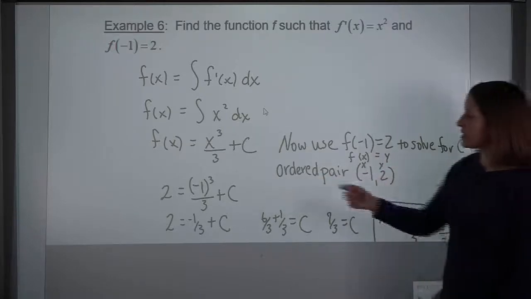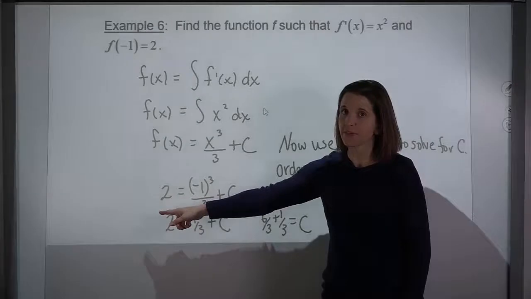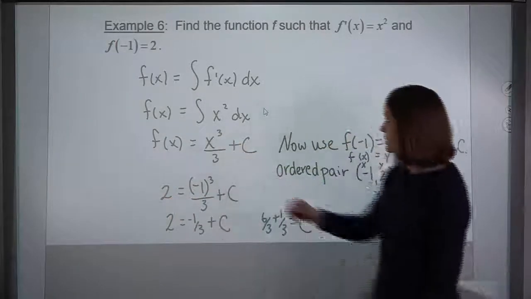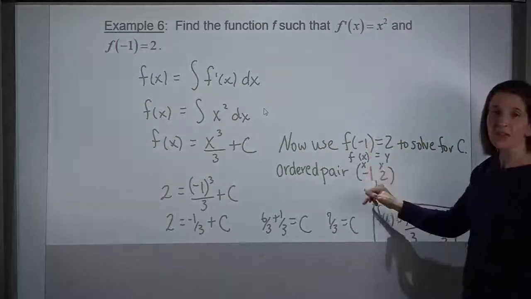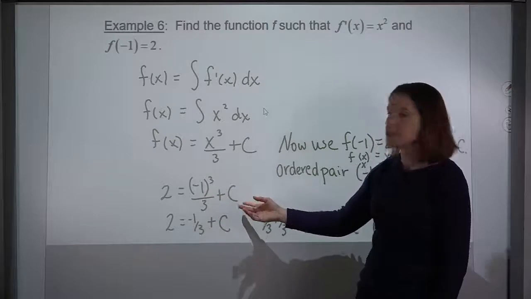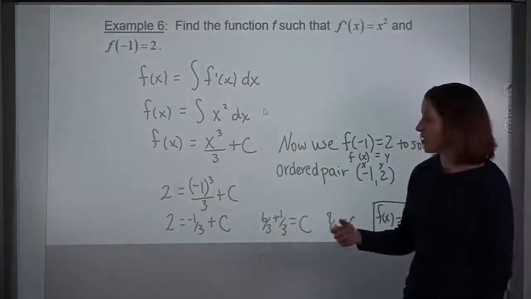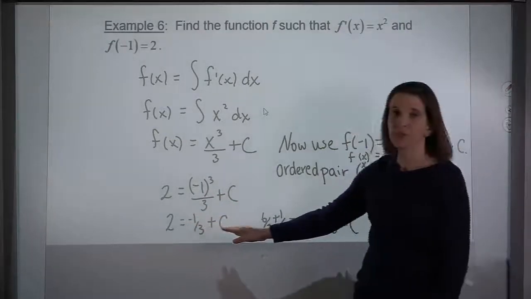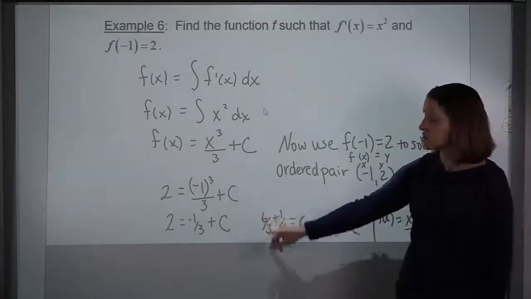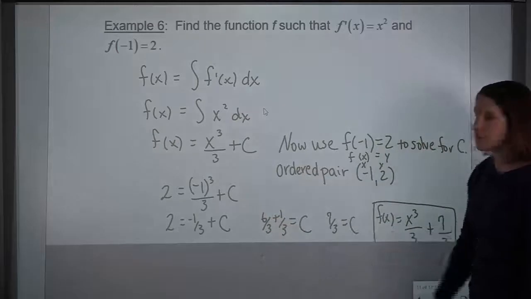So my output is 2, y equals f of x, right? Y is f of x. That's my 2. And I'm replacing all x's with negative 1. So I replace that with negative 1, and now the only unknown is my c, and I'm able to solve for it. So I have 2 equals negative 1/3 plus c. I need to add the 1/3. To do that, I would need a common denominator, so I rewrote 2 as 6/3, and I get 7/3.